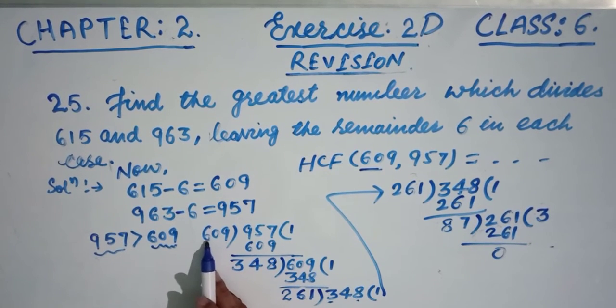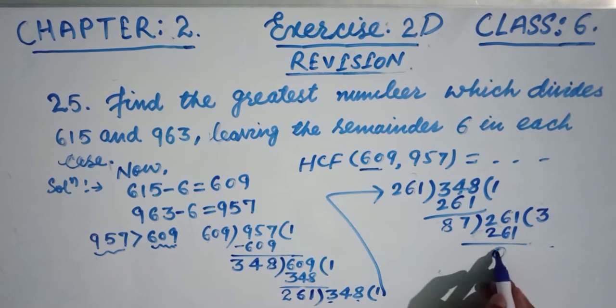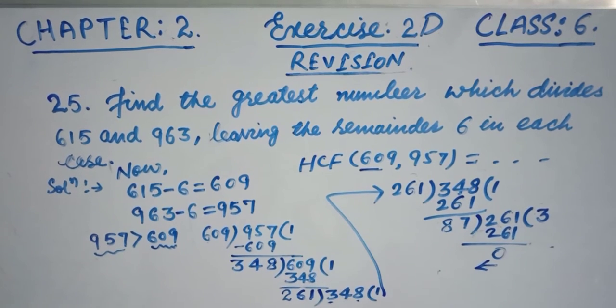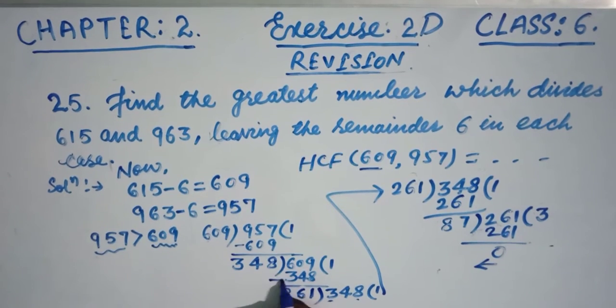Now 609 goes one time, friends, and after subtracting we get 348. This process continues until the remainder is 0. Where the remainder is 0, the divisor at that step is called the HCF. Now once again, the remainder 348 becomes the divisor and the previous divisor 609 becomes the dividend. Apply the same: one time, and after subtracting we get 261.